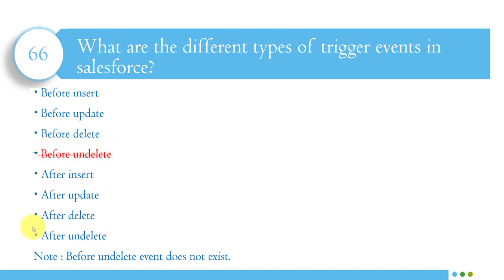But you will ask why we can do after undelete. What happens is, we have deleted the record, it has gone to the recycle bin, and in the recycle bin we have an option to undelete it. As soon as we undelete, it comes to the account object again. The record is added back to the account, and at that time we can perform some logic. After undeleting, the record comes into the account object, so the trigger will have control over it. That is the reason we have the after undelete event.